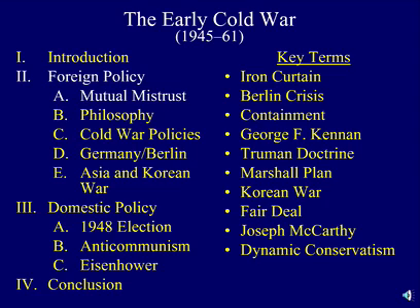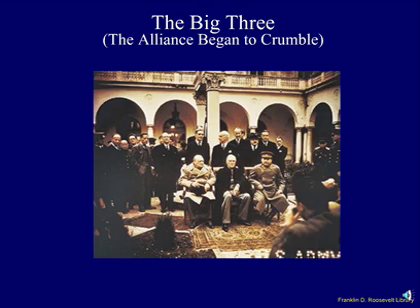The context of the Cold War begins with the mutual mistrust between the Americans and Soviet Union. In some ways, this mistrust was apparent before and even during the Second World War. Here we see a photograph of the Big Three taken during the Second World War in February of 1945, shortly before the death of Franklin Roosevelt. Unfortunately, the alliance which had united these nations began to crumble after the war.